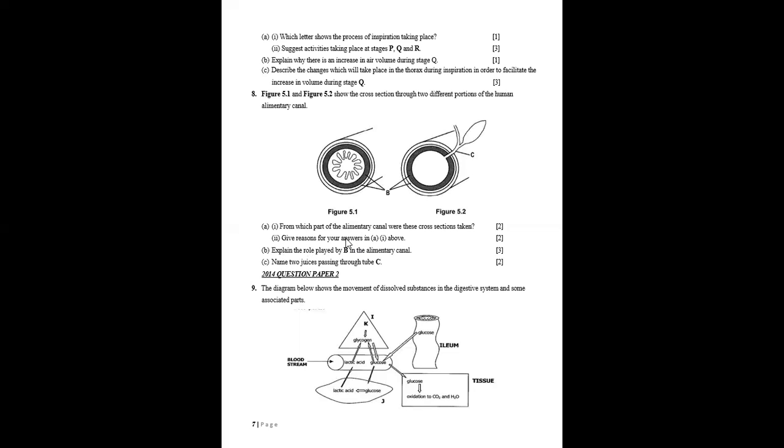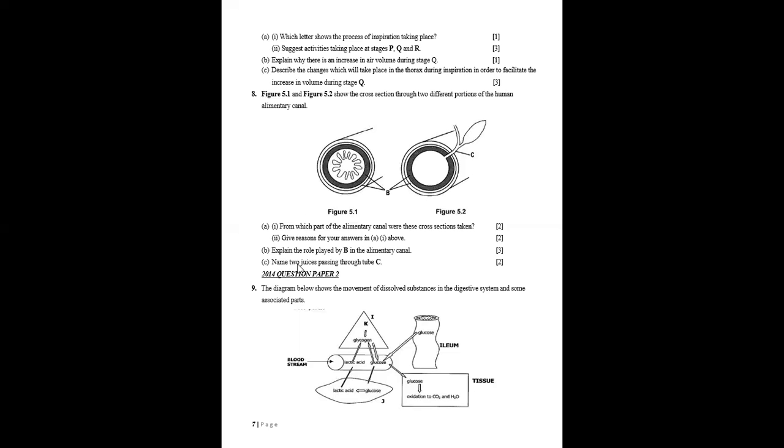A2. Give reasons for your answers in A1 above. Figure 5.1, it's because it has projections in the inner lining called villi. Then figure 5.2, because it has a duct which opens into it.